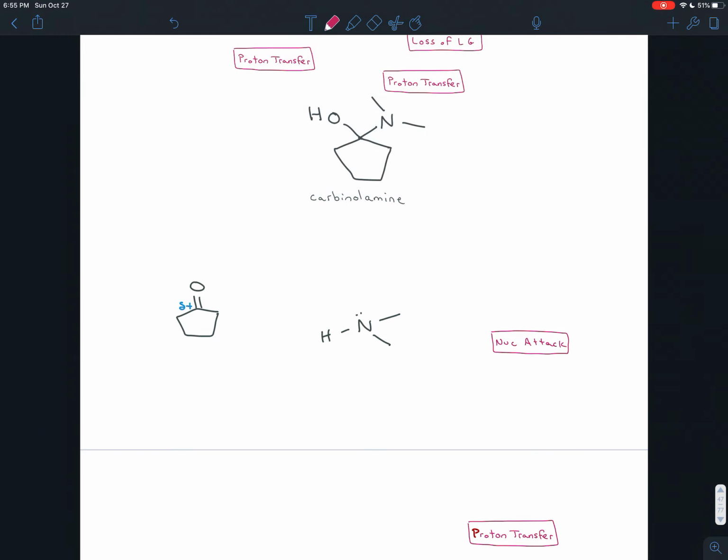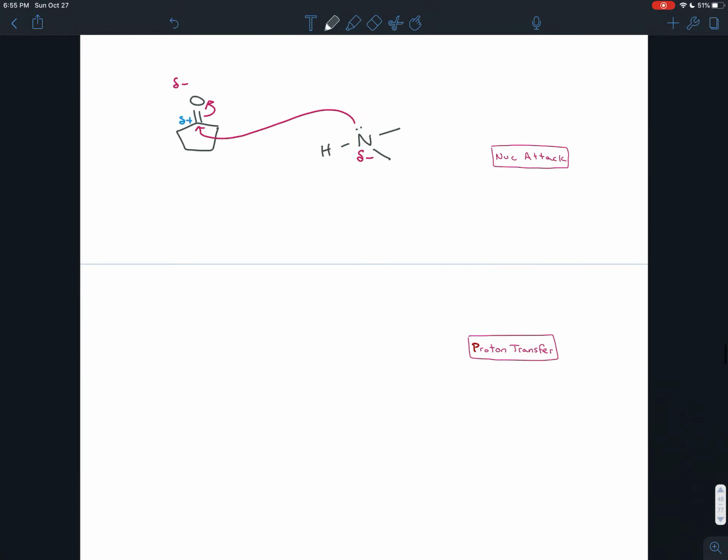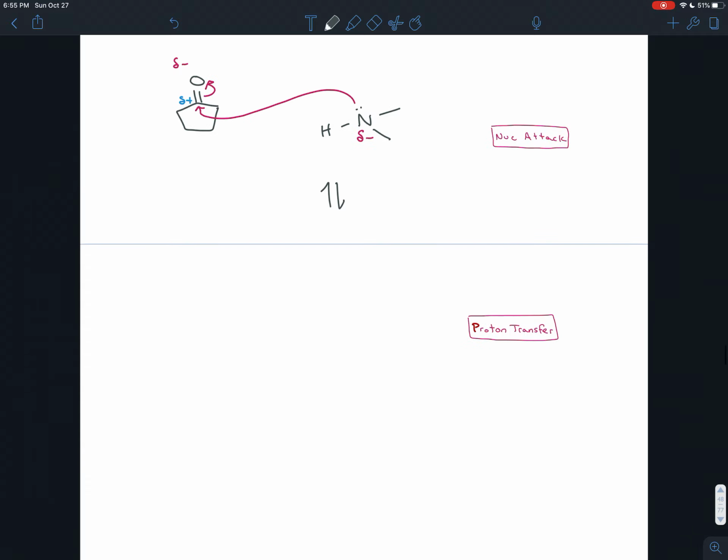The carbonyl carbon is very slightly positive. It's losing its electrons to the oxygen, which is slightly negative. The amine nitrogen is slightly negative. So it can swoop in and attack the carbonyl carbon, kick the pi electrons onto the oxygen. So that's our nucleophilic attack.